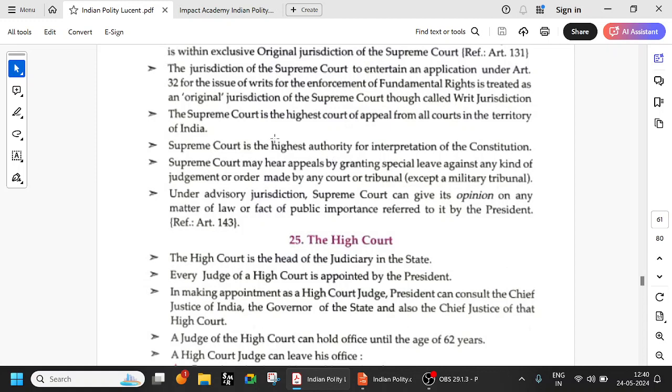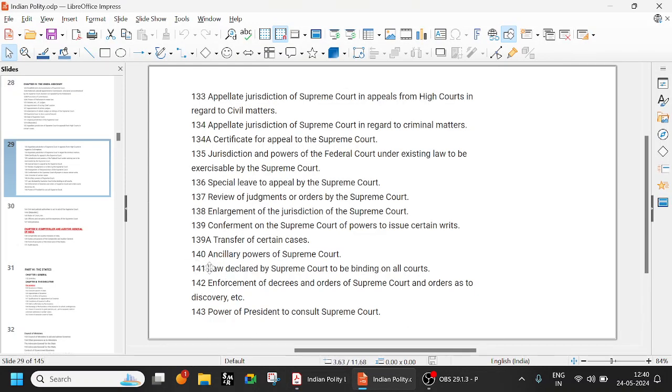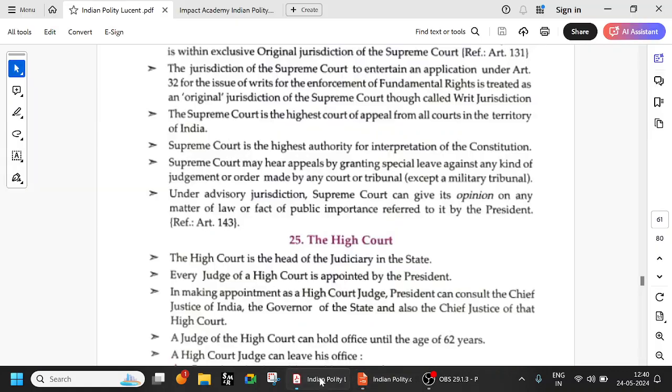So Supreme Court is having this appeal jurisdiction, special leave to appeal by granting special leave against any kind of judgment or order made by any court or tribunal. So any high court or any district court, if they give any order, suppose a person goes and the high court gives an order for the municipal corporation to bring down the building because he has violated something. Then he can go to the Supreme Court through appeal and he can get a stay order. Okay, so once that case goes to the Supreme Court, it is no longer in the lower courts. Whatever the Supreme Court says is binding on all the courts, and that we have seen, Article 141: law declared by Supreme Court is binding on all courts.